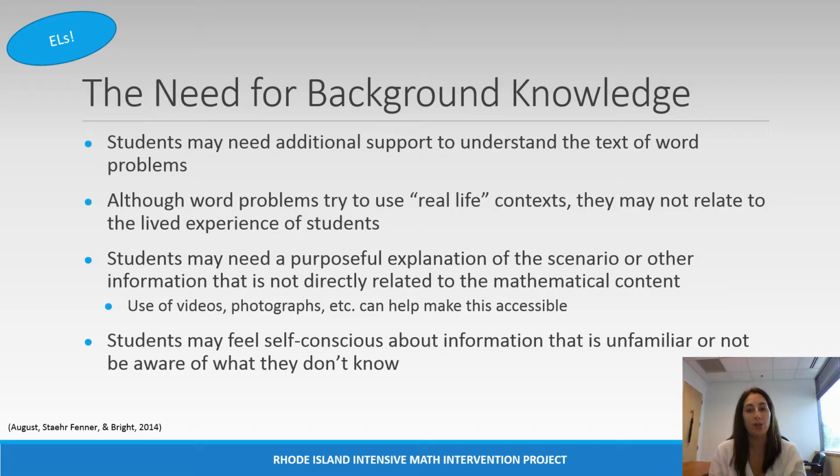Teachers should not rely on students to identify unfamiliar contexts, as students may be self-conscious or may not yet be aware of what they do not know. For example, a real-life problem may discuss budgeting for a family vacation. The concept of budgeting for a family vacation may not be familiar to or relatable to some students. A more realistic situation may be budgeting to go grocery shopping in order to feed their family dinner.